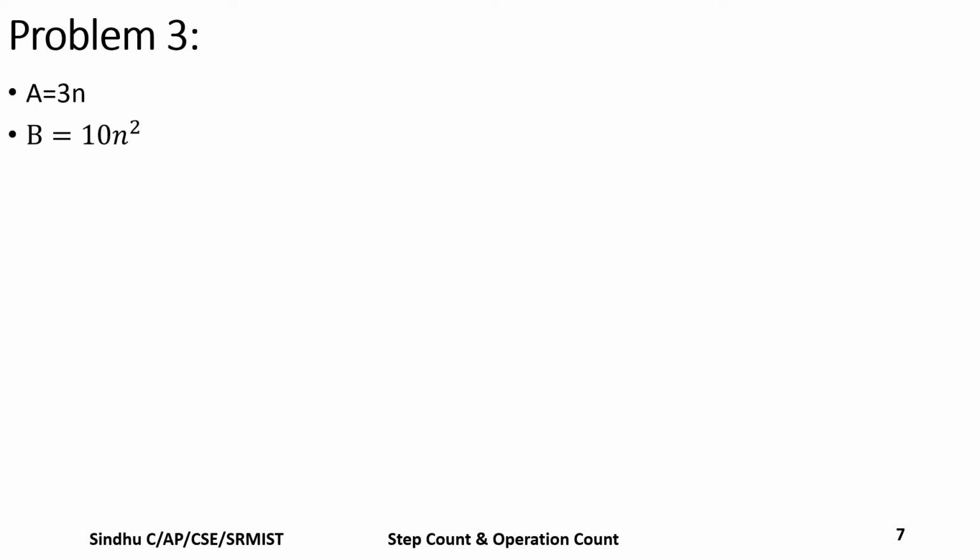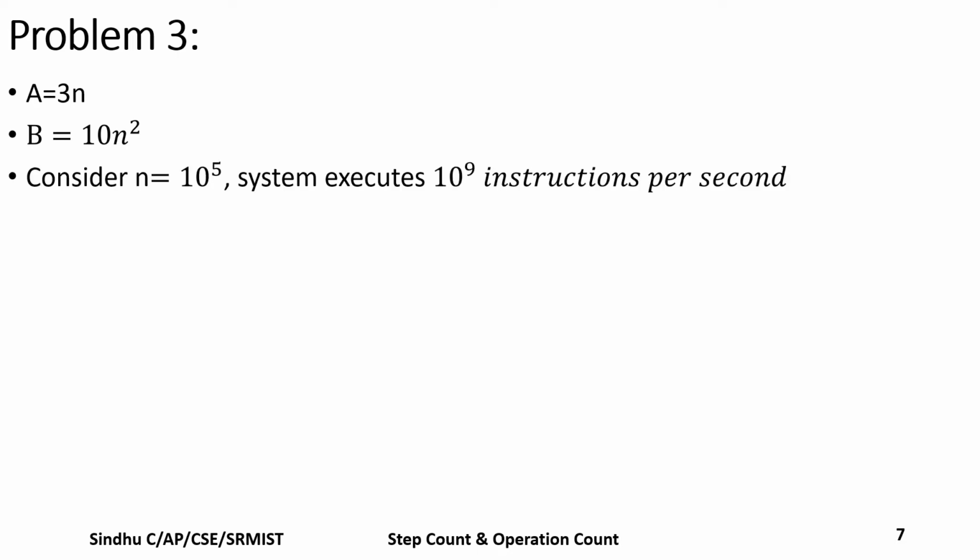So here we have problem 3, where we have two statements. Consider the first statement as one algorithm and the second statement as the second algorithm. So the first algorithm is A equal to 3n, and the second algorithm is B equal to 10n square.